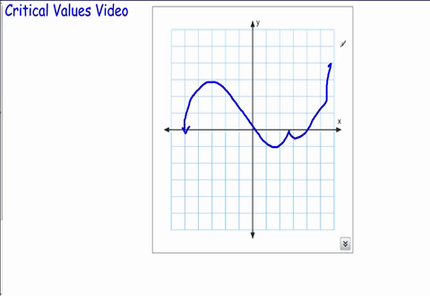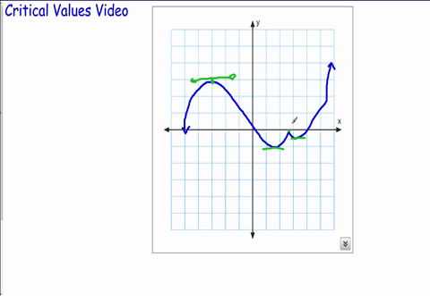Okay. Now what critical values are, are the places where the tangent line is either 0 or non-existent or undefined. For instance, here if we were to draw a tangent line, it would be 0. The slope of the tangent line would be 0. The same goes for this spot and this spot. But notice here, the derivative is non-existent because it comes to a sharp point. That is still a critical point.